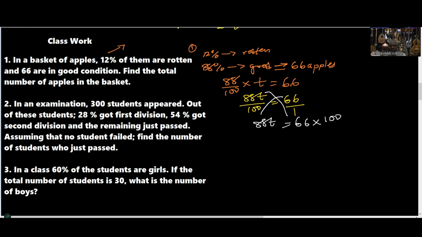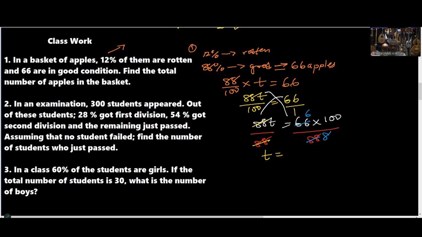So what is the number beside the t? That's 88. So we divide both sides by 88. Now let's cut it down. We have only t, which is the total we're looking for. What number can divide 66 and 88? That's 11. 11 here, 8. 11 here, 6.